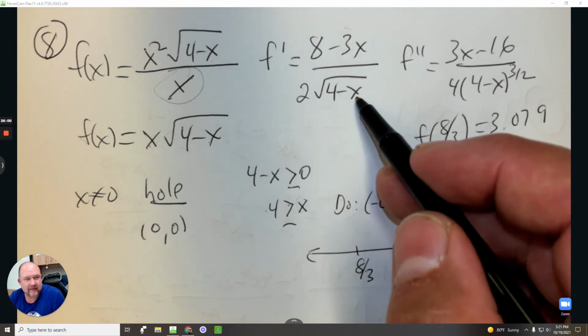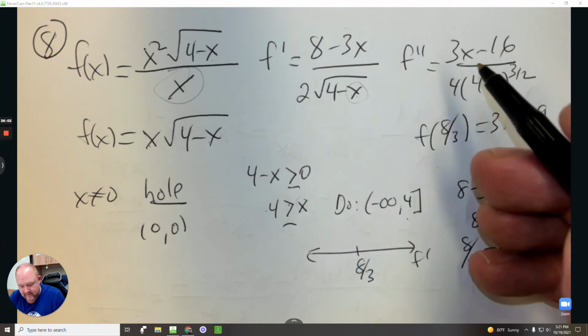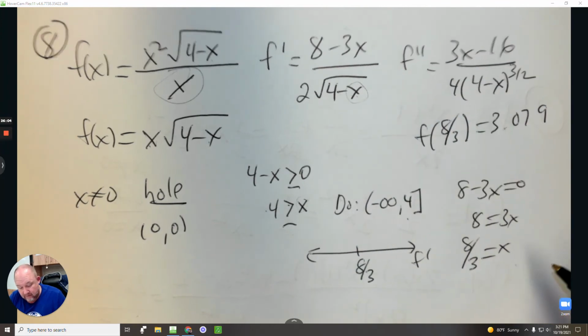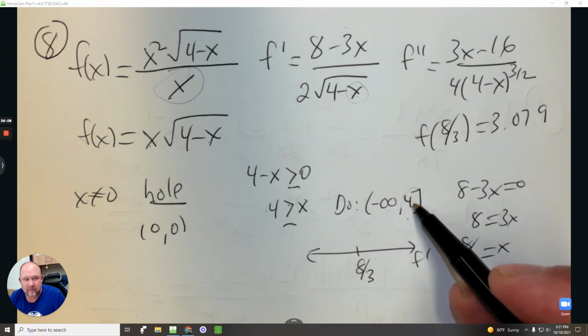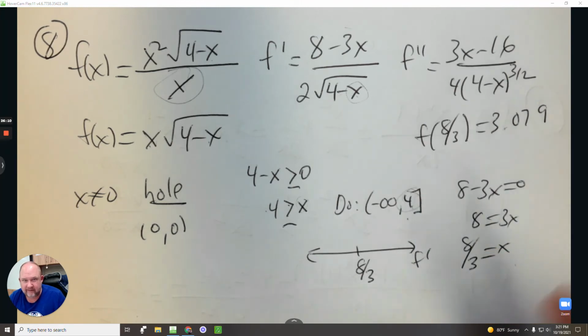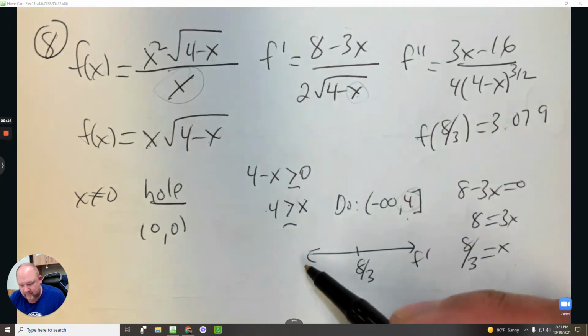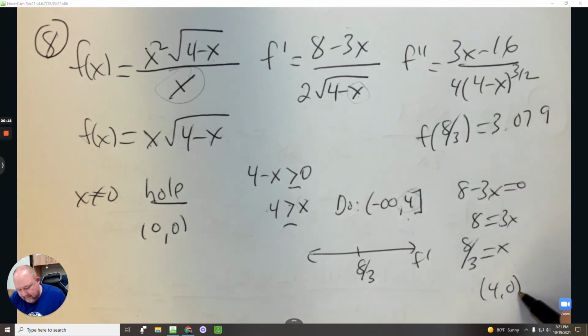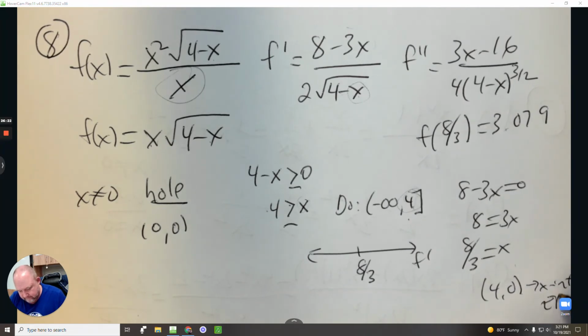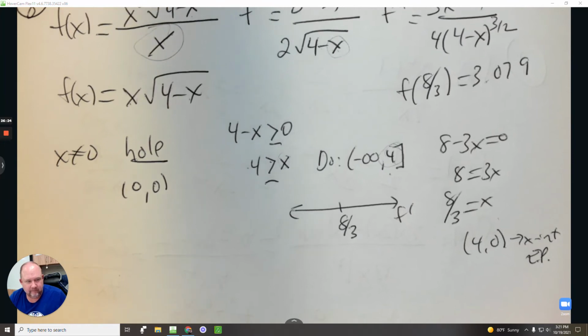Oh, and the other one I need to know, where is the derivative undefined? It's exactly at 4. But 4 is the very end of it. So there's no turning point in there because 4 is it. 4 is an endpoint. So when I plug in 4, (4, 0) is an endpoint and an intercept.